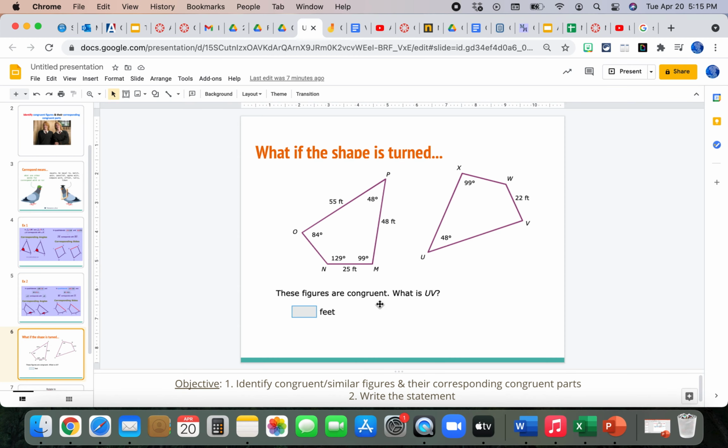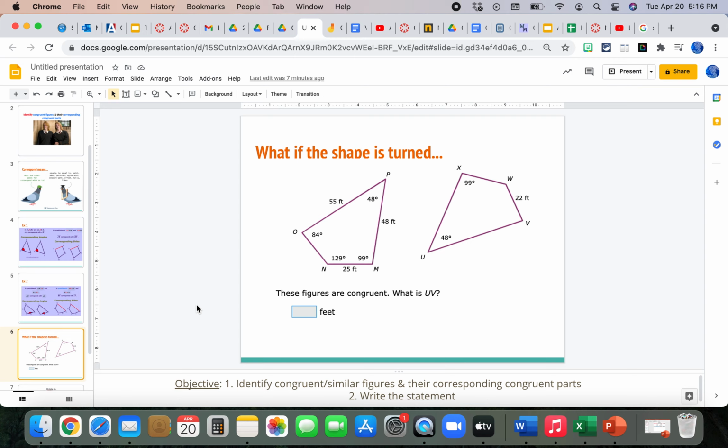What if it does not match? What if we have different orientations? What if the shape is turned? And that's what I put here. We turned it, as you can see in the second one. And what you will be asked is to write the statement, or to find a side length or an angle degree measure. And that's what we want you to be able to do at the end of this lesson.